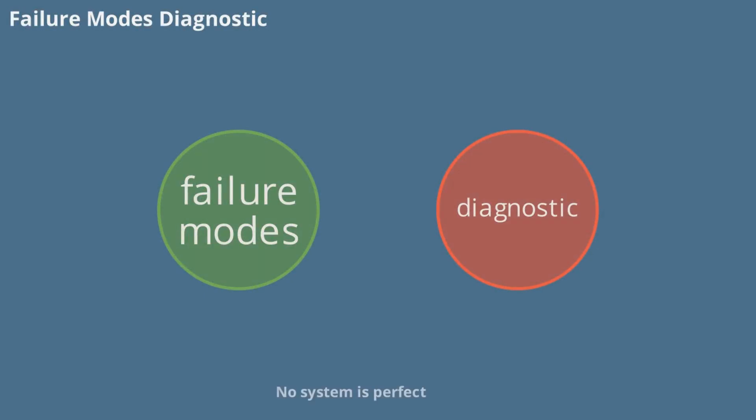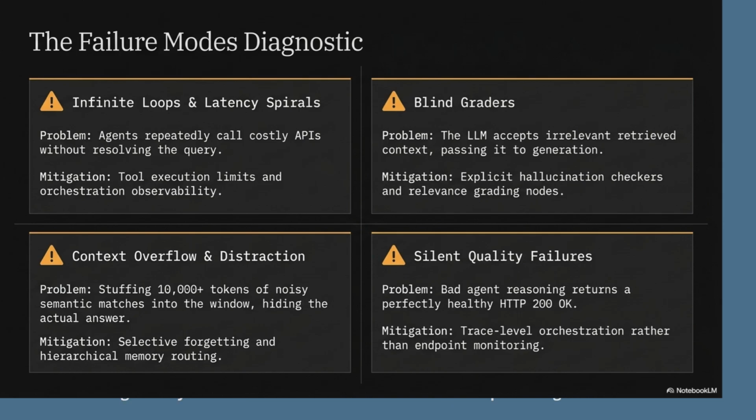No system is perfect, and understanding failure modes is critical for production readiness. In agentic systems, common issues include infinite loops, blind graders, context overflow, and silent quality failures. Each of these can degrade performance or reliability if not properly mitigated. By diagnosing these failure modes early, you can design safeguards and monitoring to ensure your agentic stack remains robust under real-world conditions.